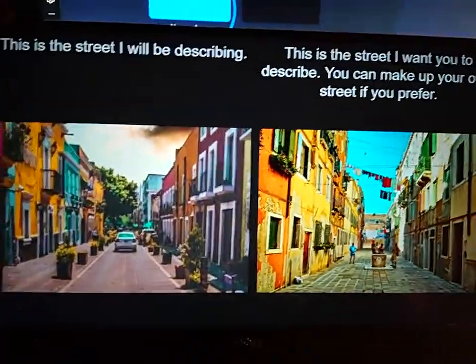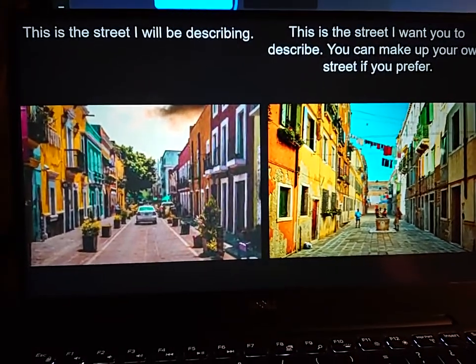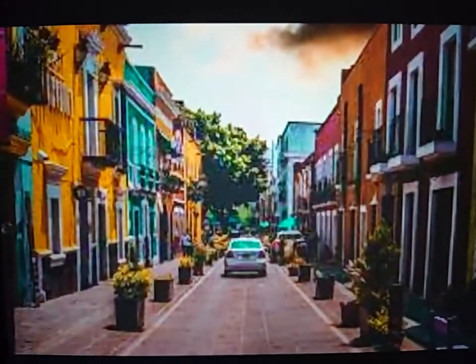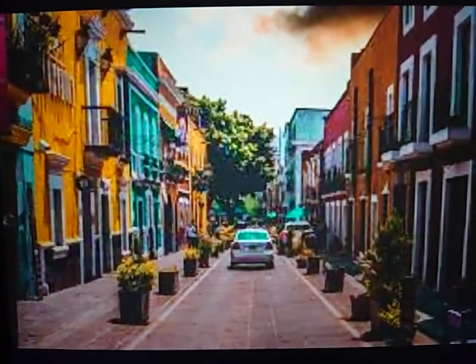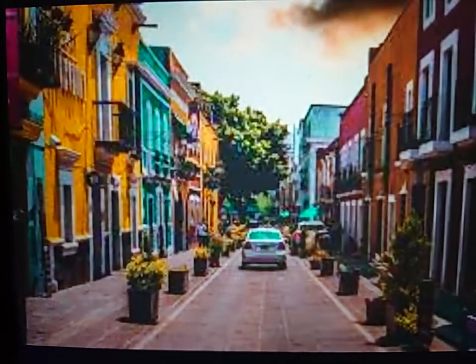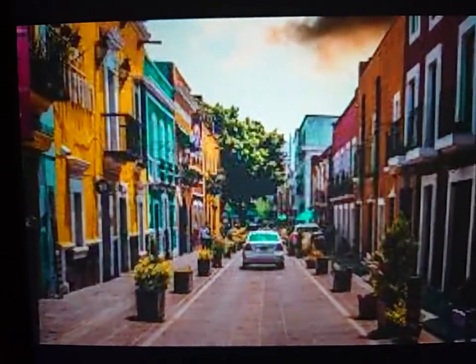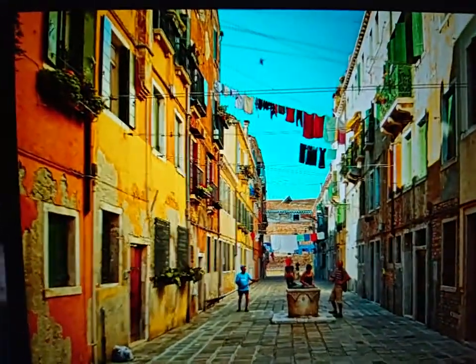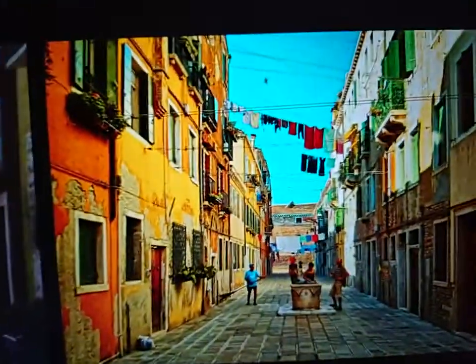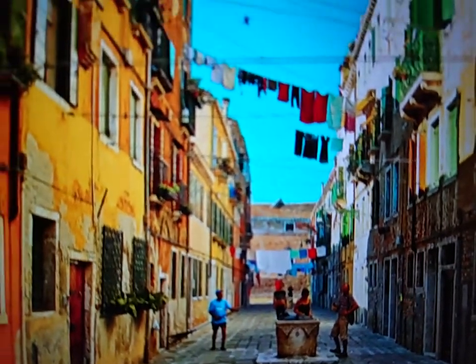Okay, I'll share with you this slide so you'll have it, but I'll just talk you through it. This is the street that I'm going to describe. If you're interested, it could be anywhere, this street. That's not important. If you're interested, it's in Mexico. And this is the street that I want you to describe. So they're kind of similar, but there's a few key details. Some people in this street.